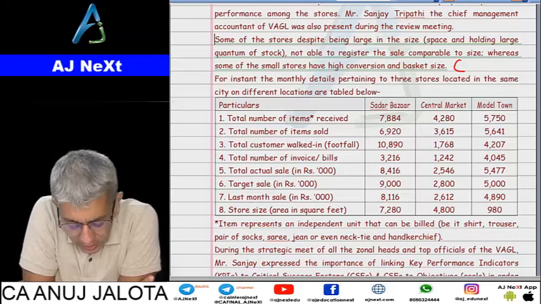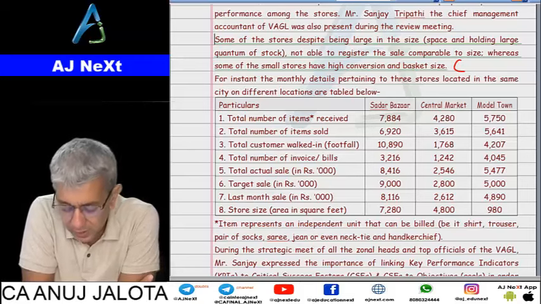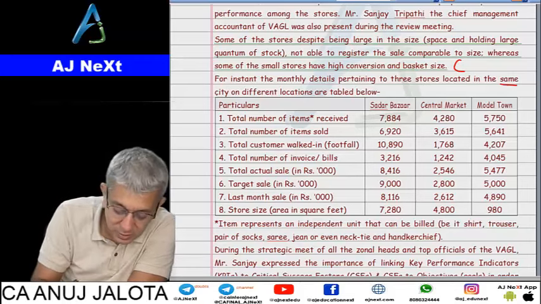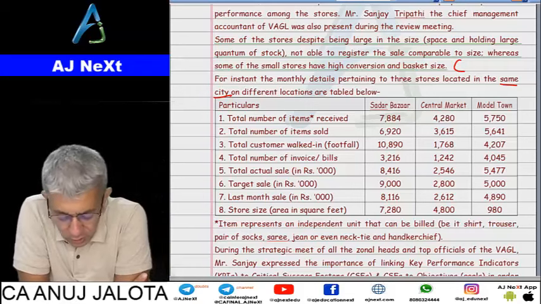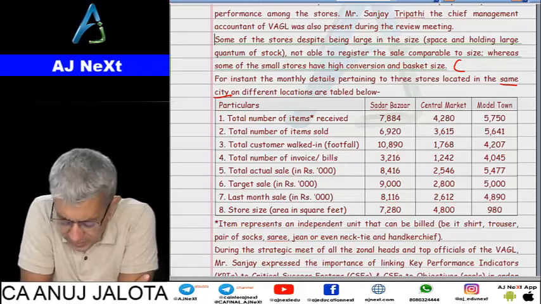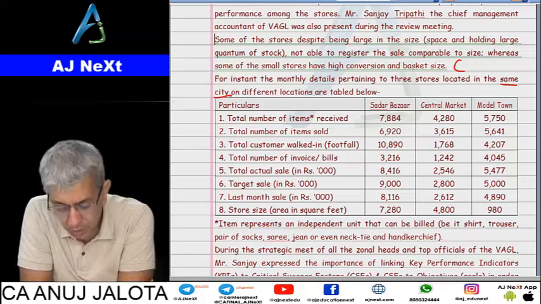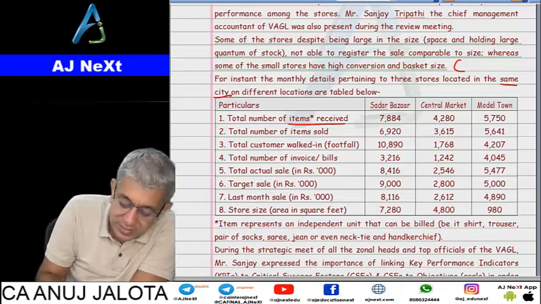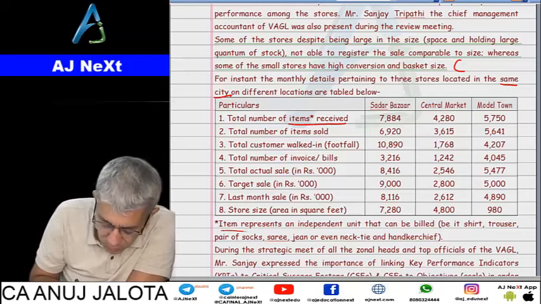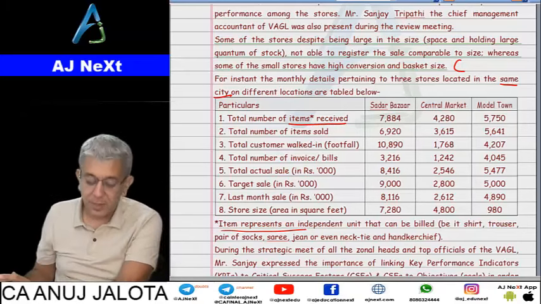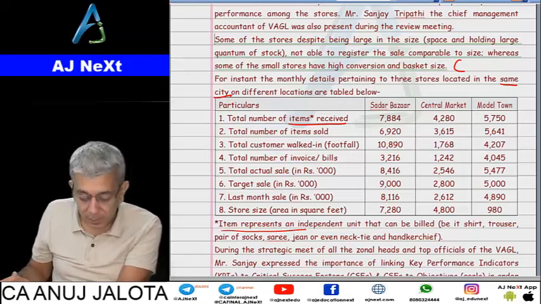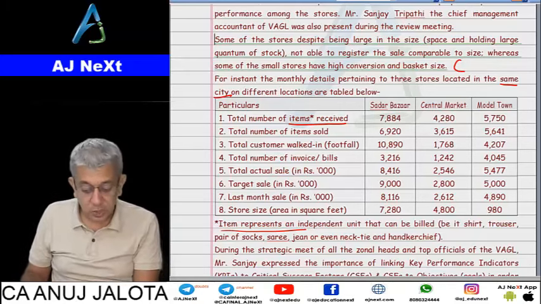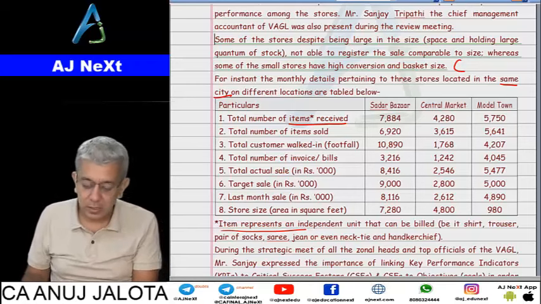For instance, the monthly details pertaining to these three stores located in the same city. Now this is important, same city. On different locations are in the table below. Sadar Bazaar, Central Market, Model Town, all of them are located in the same city. Total number of items received. The word items means what? Items represent an independent unit that can be billed, be it t-shirt, trouser, socks, sari, jean, or even necktie and a handkerchief.